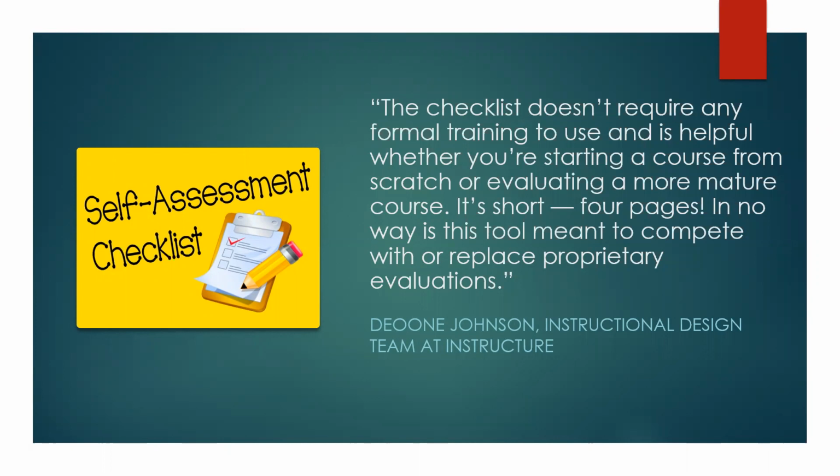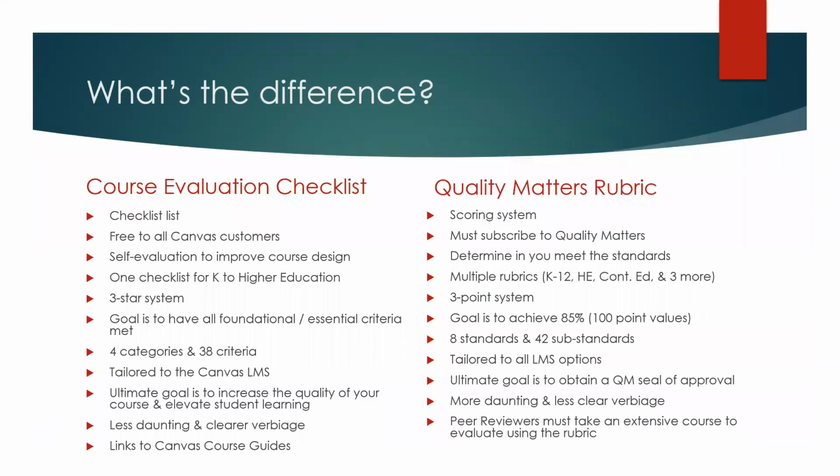So this actually brings us into our next section, which I thought was important, about the difference between the Canvas checklist and the Quality Matters rubric. And you'll be able to see the difference in the level of evaluation that they both require. So what is the difference? The Canvas checklist is just that. It's a very simple checklist, and it's free to all Canvas customers. The Quality Matters rubric has an intricate scoring system, and you have to be a subscriber to Quality Matters in order to use it.